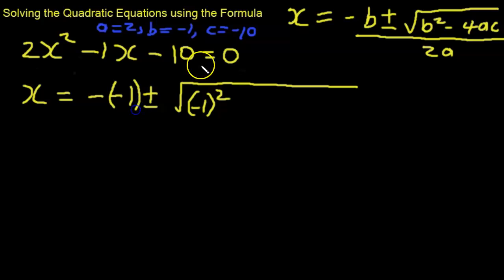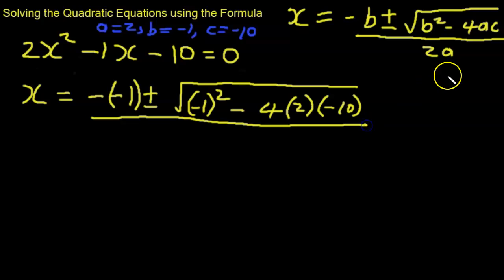Also. So here we have minus and then we have B, which is negative 1. Alright, so B squared, negative 1 squared, minus 4 times A. What's the value of A? The value of A is 2. Times C. What's the value of C? The value of C is negative 10. So just basic substitution. Just a little bit of concentration.